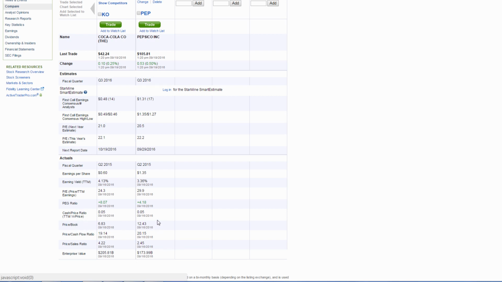And as a reminder, for all these valuation ratios, you typically want the number to be lower, the better. That means you're getting a good value for your price.